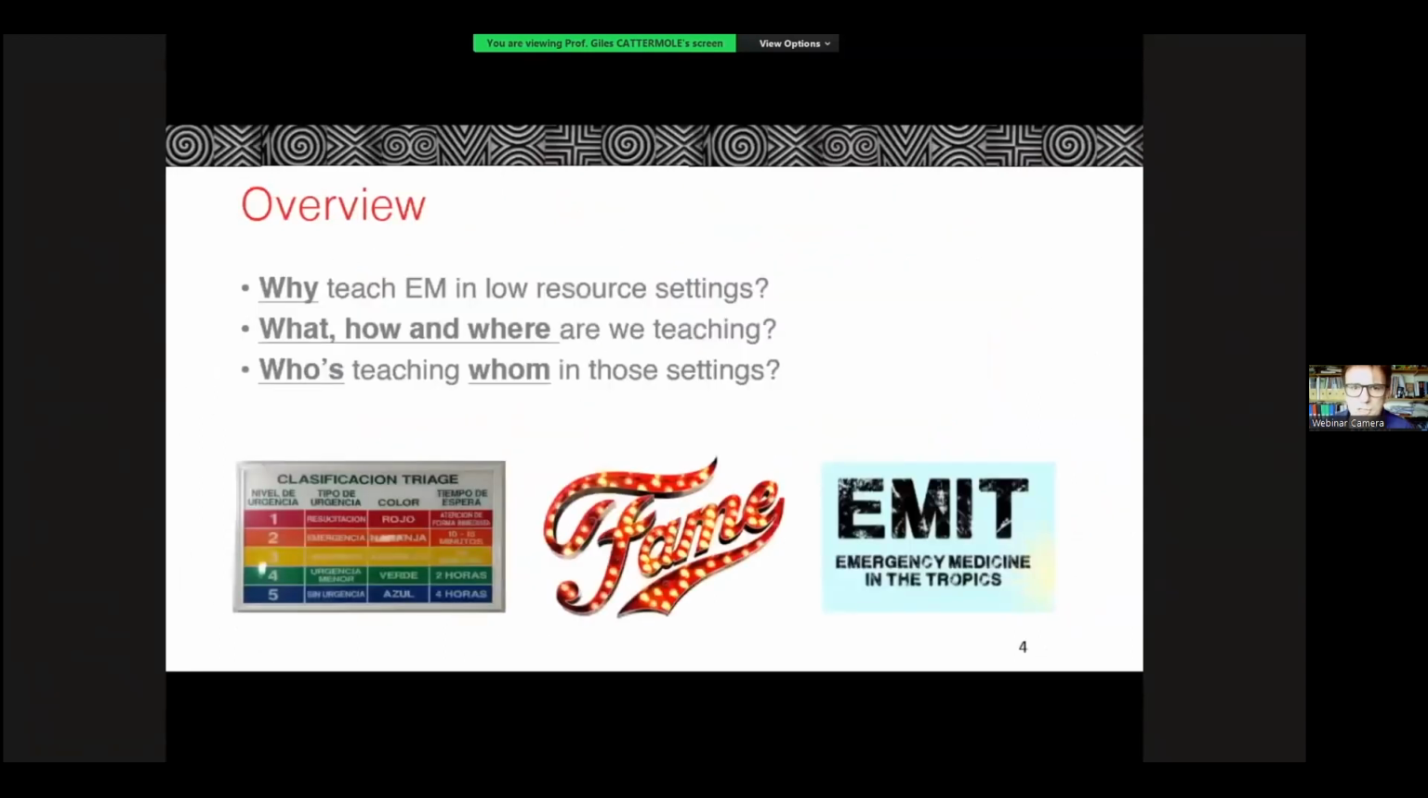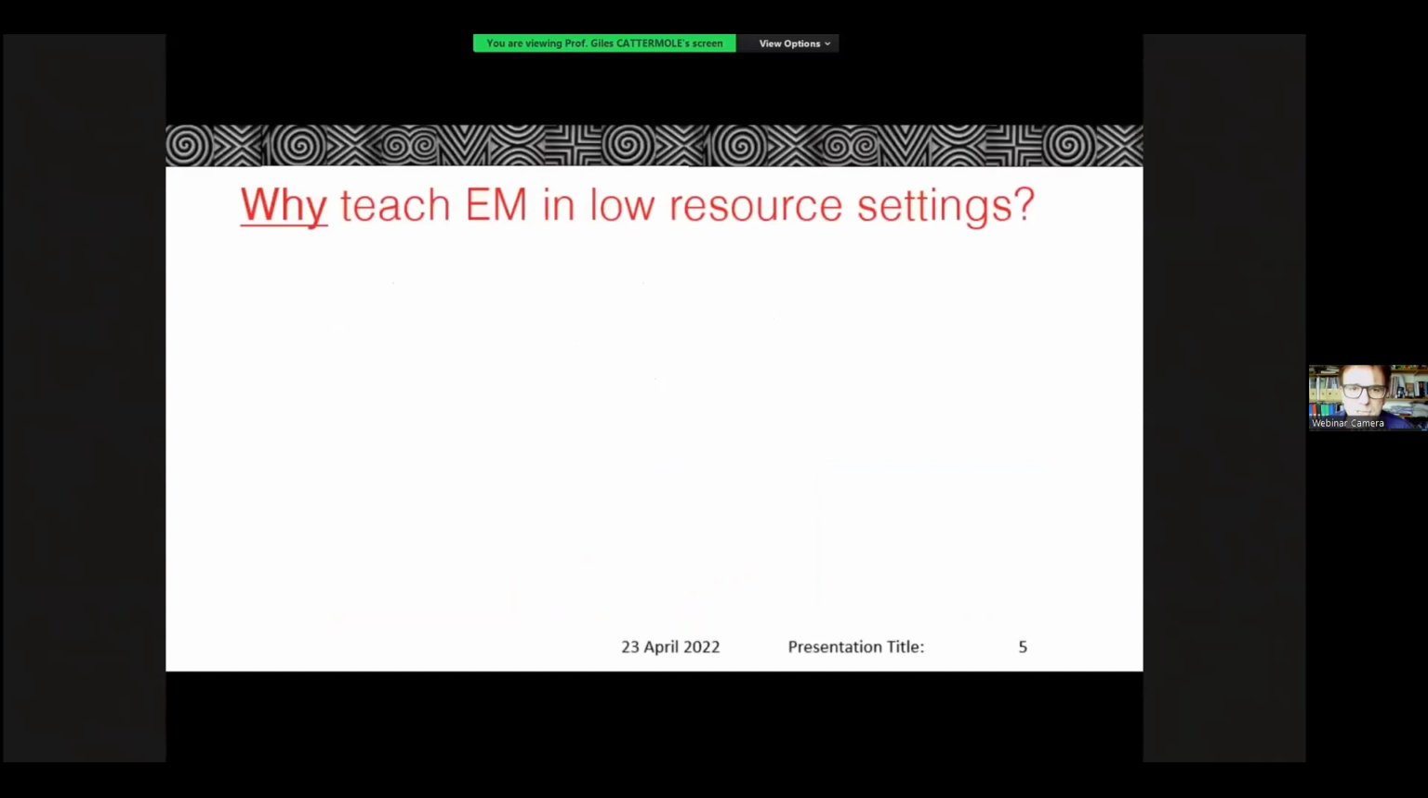And what I want to do is just go through a few questions. So why bother teaching EM in those kind of settings, in low resource settings? What are we teaching? How are we teaching it? Where are we teaching it? And who is teaching whom in those settings? So let's start with why. This will take up probably most of where we're going with this. Why teach emergency medicine in low resource settings?